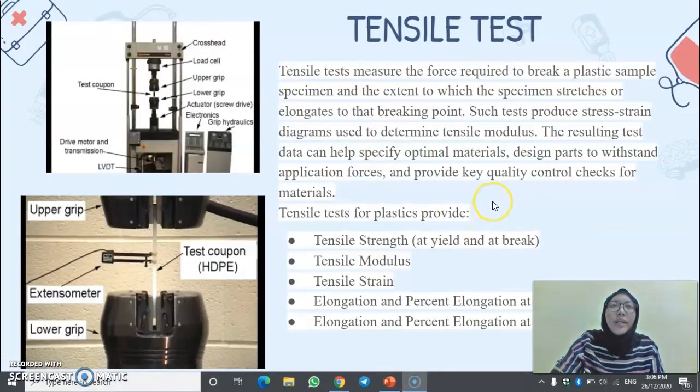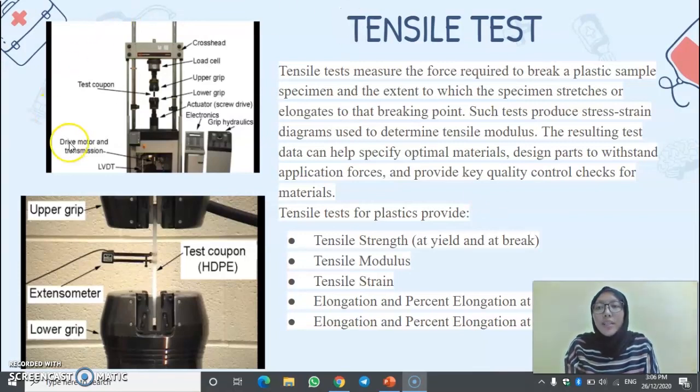Okay, next, for the high density polyethylene that we are going to use for the polyliner, we use the tensile test to measure the force required to break a plastic sample, which stretches or elongates the specimen and produces stress strain diagrams to determine the tensile modulus. The tensile test for plastic provides the tensile strength, tensile modulus, tensile strain, elongation and percent elongation at yield, and elongation and percent elongation at break. So this is the mechanical arrangement for the tensile test. And that's all from me.